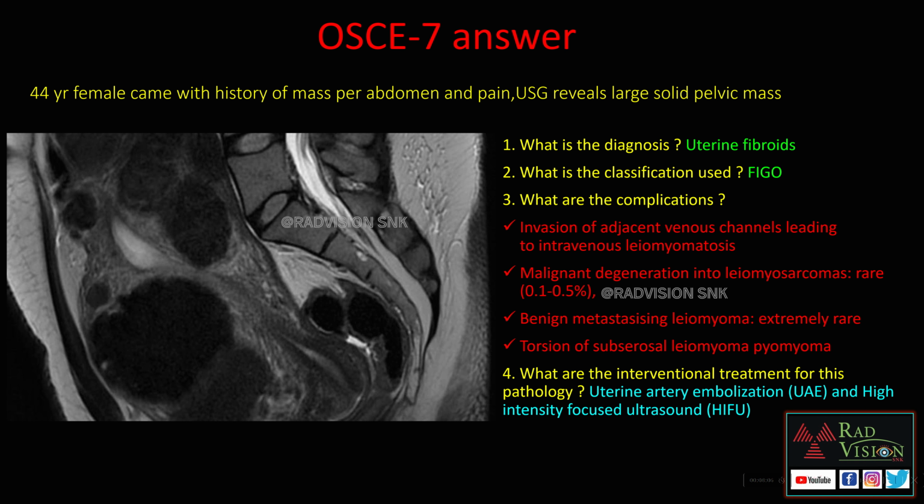What are the complications? Invasion of adjacent venous channels leads to intravenous leiomyomatosis, and malignant degeneration into leiomyosarcoma, which is very important, in less than 1.5 to 1%. Sometimes benign metastasizing leiomyomas, torsion and even pyomyomas. And also, like in pregnancy, there is red degeneration, calcific degeneration, hemorrhagic degeneration, or different types of degeneration that can be seen in fibroids. What are the interventional treatments for this pathology? Uterine artery embolization and high intensity focused ultrasound. These are the common interventional procedures for fibroids.